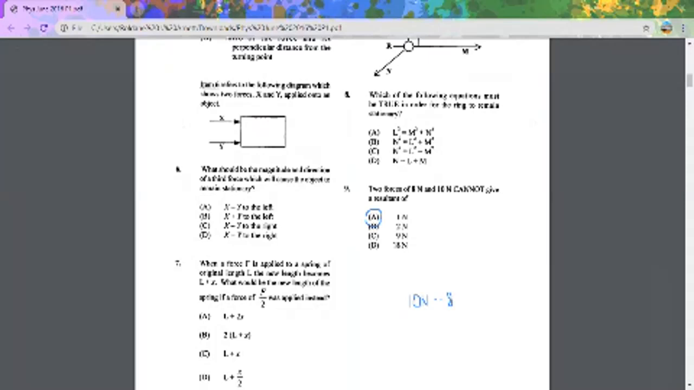This would be 2 newtons, 10 newtons minus 8 newtons. This is the absolute minimum force that you can get from these two interacting, and this is when they're opposed to each other, completely opposite. So you can't get 1 newton from those two interacting.